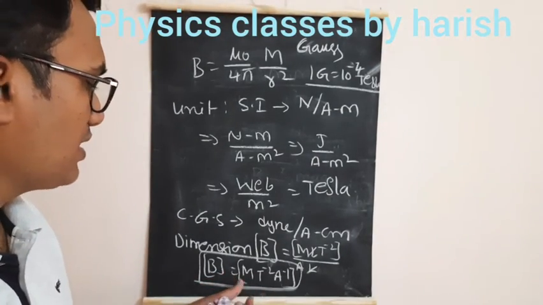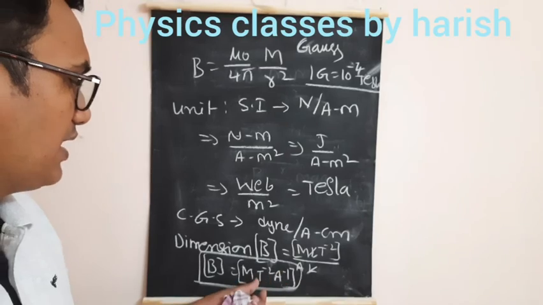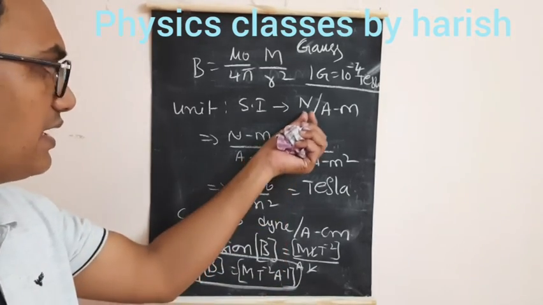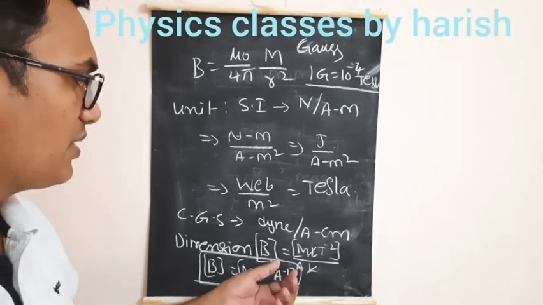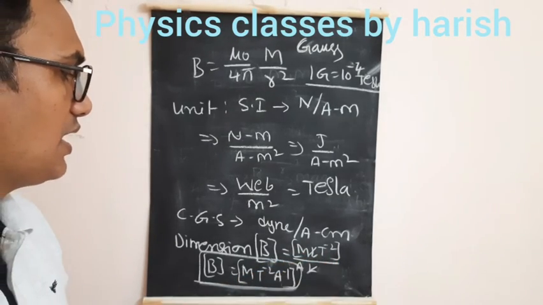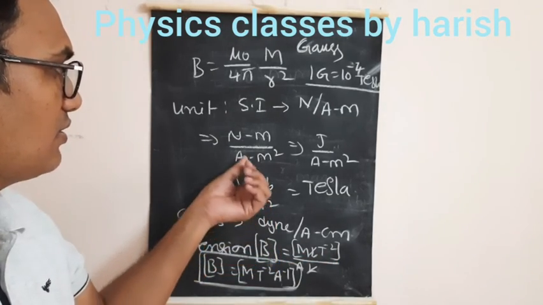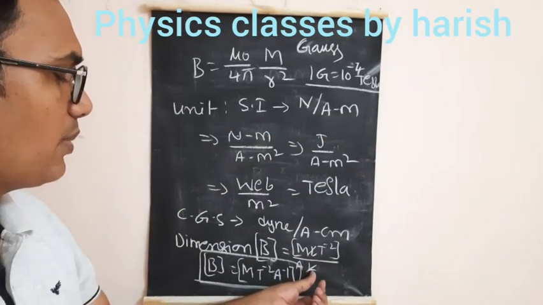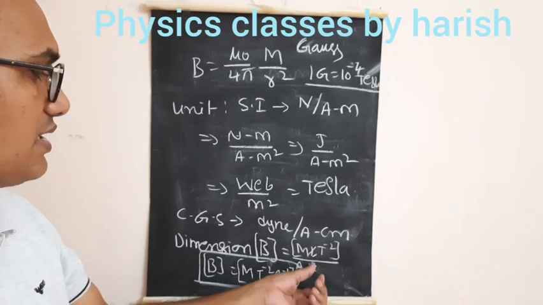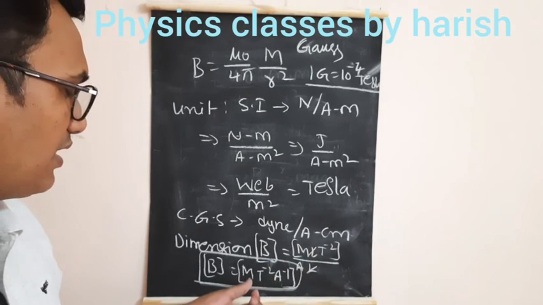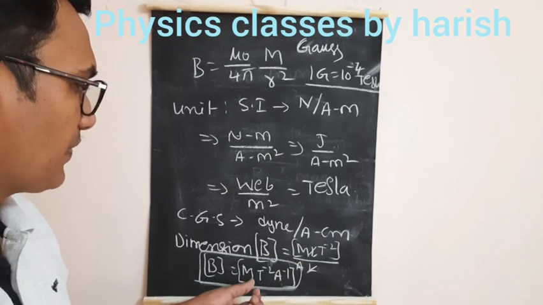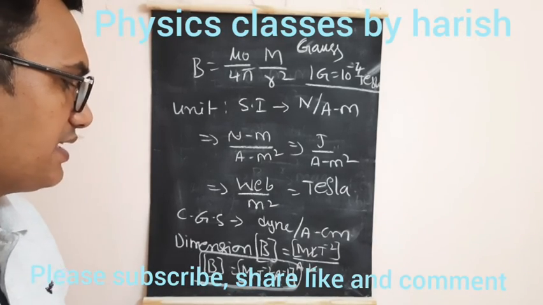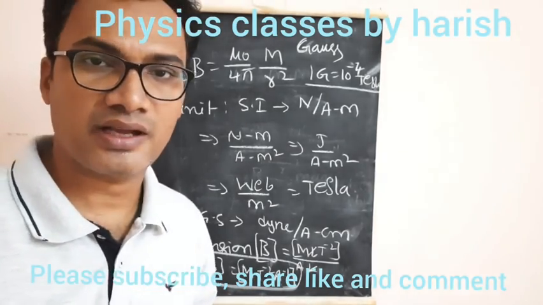Next, coming to the dimension formula, it will be M T minus 2 A minus 1. Here N is Newton. The force dimension formula is M L T minus 2, and in the denominator we have ampere and meter. Ampere dimension formula is A and meter dimension formula is L. So this L and this L will be cancelled. Finally we can write M T minus 2 A minus 1 as the dimension formula of the magnetic field.